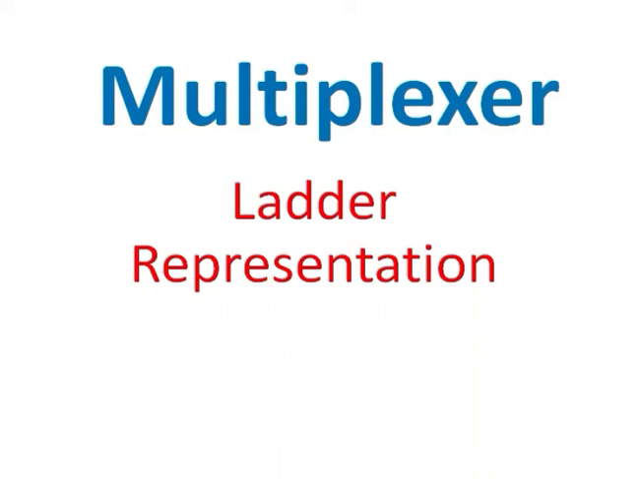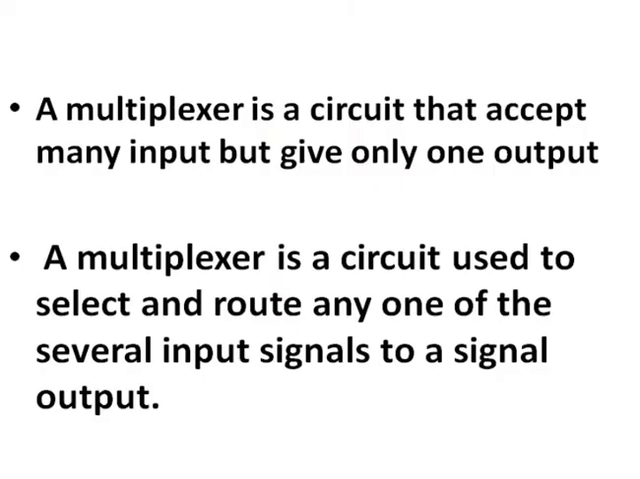Of inputs but output is only one. Okay guys, first you remember a multiplexer is nothing but a circuit which has a number of inputs but output is only one. What is a multiplexer? It has a number of inputs but output is one.